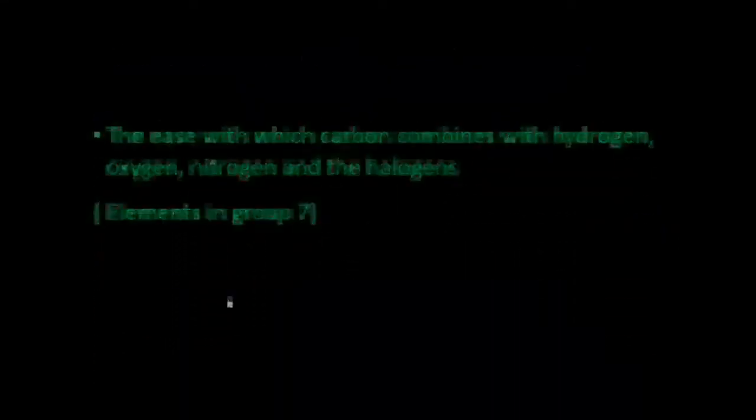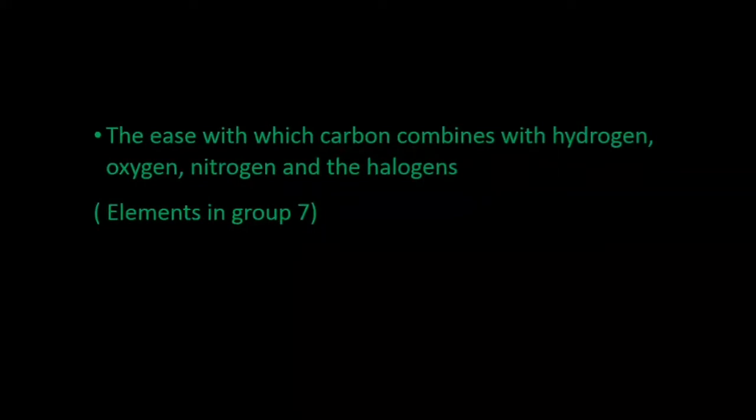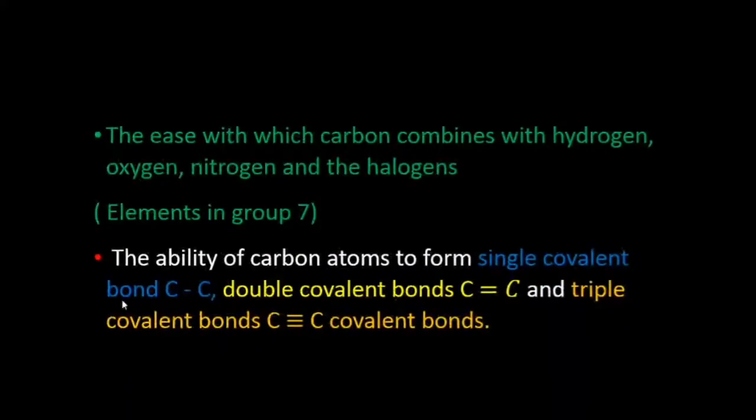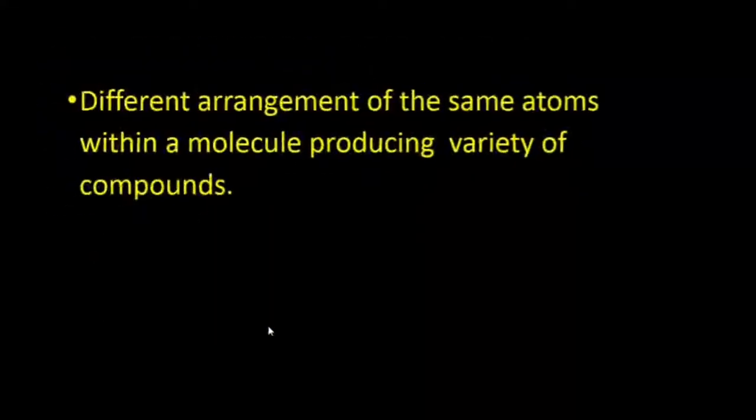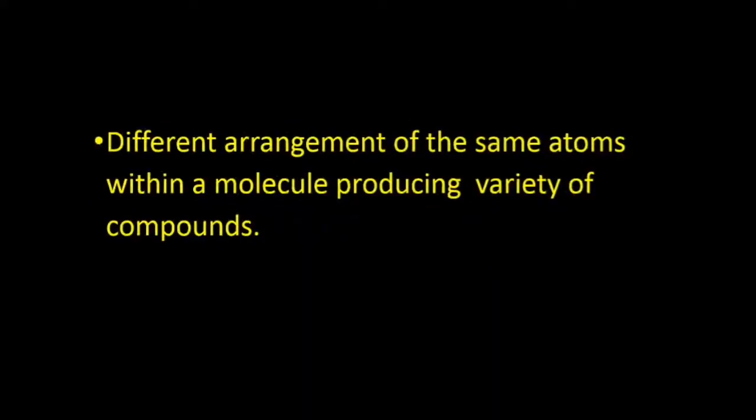The ease with which carbon combines with hydrogen, oxygen, nitrogen, and the halogens is another of the reasons why we have numerous organic compounds. The third one is the ability of carbon atoms to form single covalent bonds, double covalent bonds, and triple covalent bonds. Or it can also be because of different arrangement of the same atoms within a molecule producing a variety of compounds.